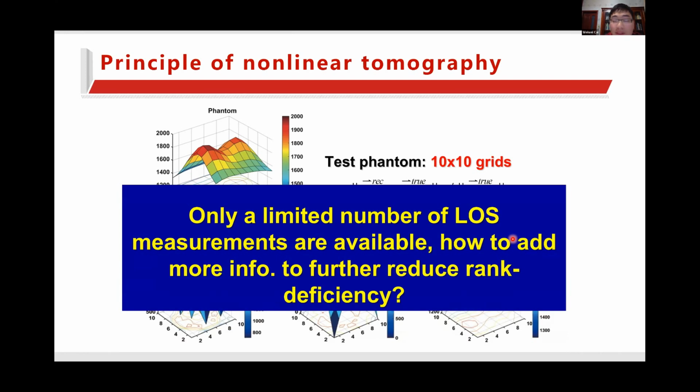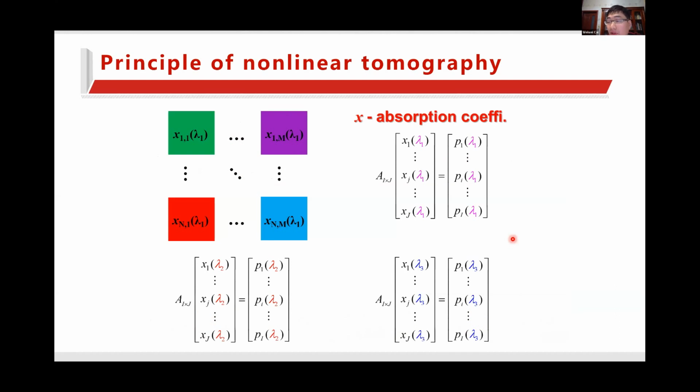So this method can maximize the spatial sampling efficiency. But is there any other way to increase the information we can get from the tomographic measurement? The answer is to increase the spectral sampling. For example, if we measure at 3 different spectral features, then we get 3 sets of equations. So we get more information. We should have better reconstruction.